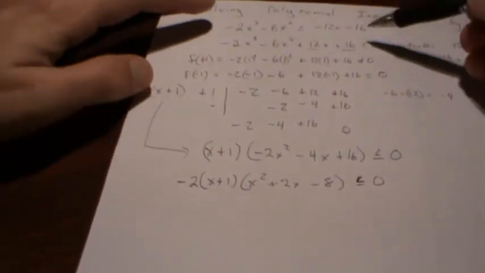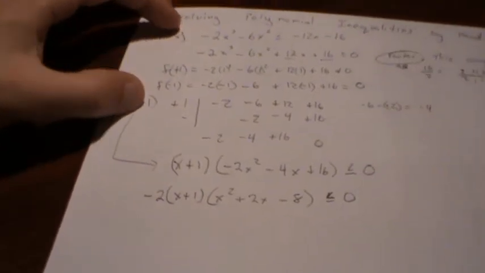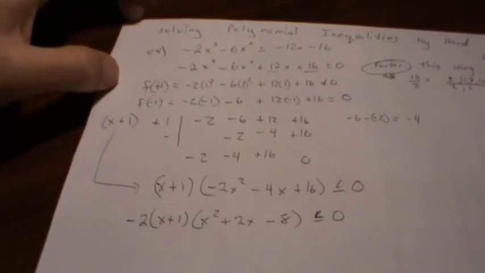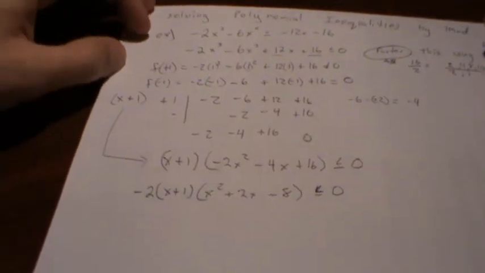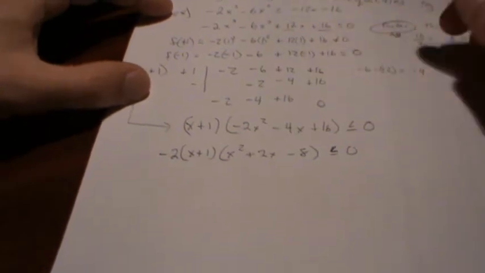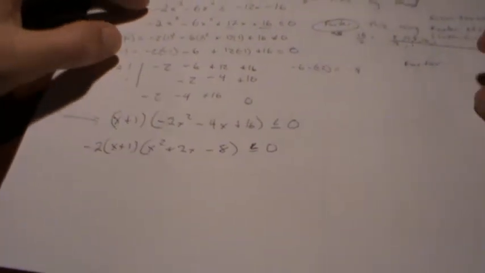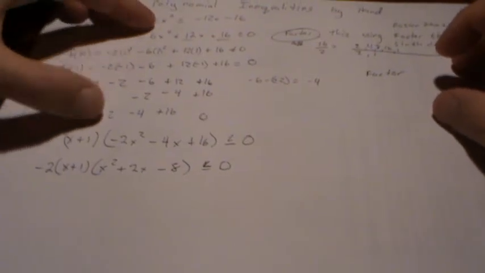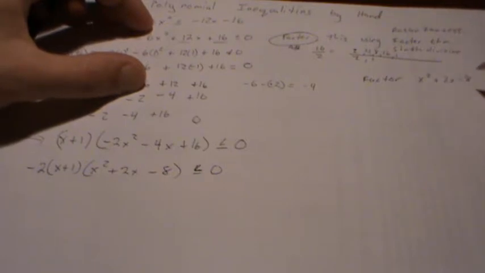So again, I'm trying to factor my polynomial. That's the first step here. It's almost the first step for this entire chapter, is to factor the polynomial. Now this one I can factor here. Factor x squared plus 2x minus 8.